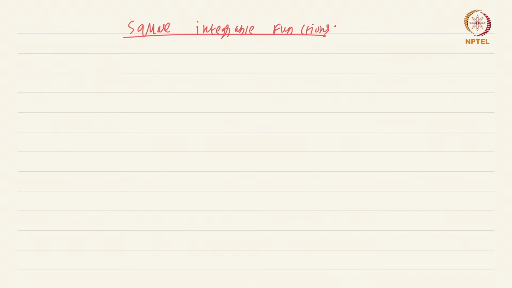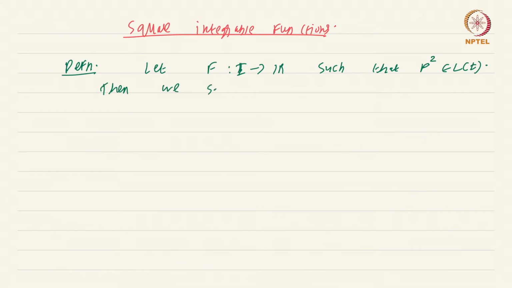So the definition of square integrable function is sort of an illustration of a statement that I keep making, that mathematicians are not very creative when it comes to naming stuff. Let f be a function from I to R such that f squared is in L(I). Then we say f is square integrable. So those functions whose square are integrable are called square integrable functions.